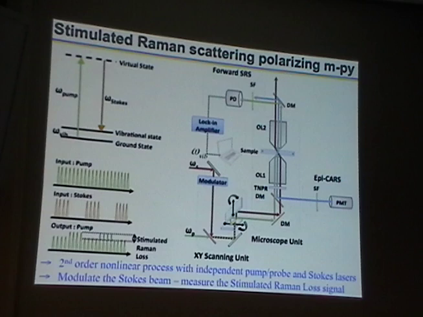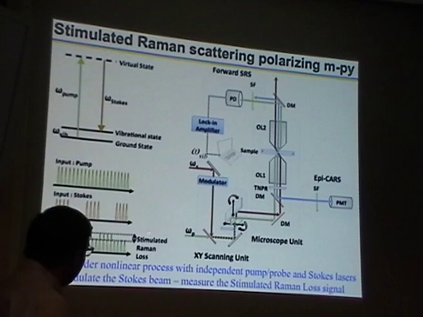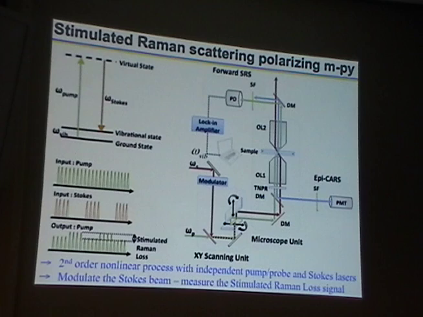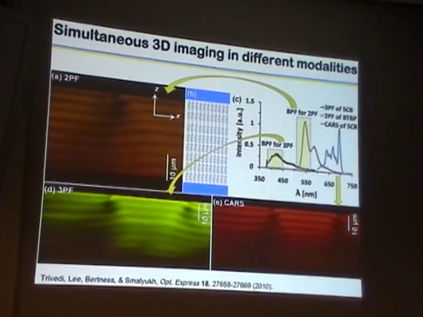pump beam in transmission mode. So whenever we have some chemical bonds present for which we tuned the frequency difference to match those chemical bonds, then we have stimulated Raman loss, right, which we can detect because we have this modulation of the Stokes laser beam, and we can detect tiny oscillations in the pump laser beam detected in this forward detection mode here using lock-in amplifier, right, at that frequency of modulation in here. And so this allows us to do, again, SRS microscopy, visualize three-dimensional patterns of molecular alignment in liquid crystals.